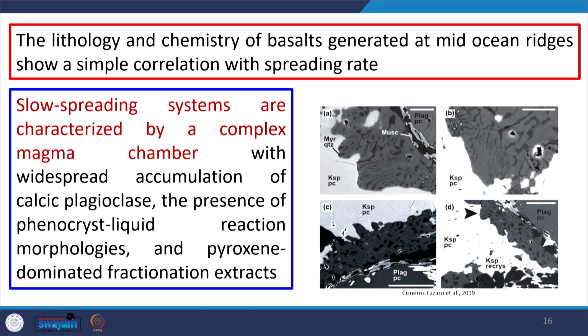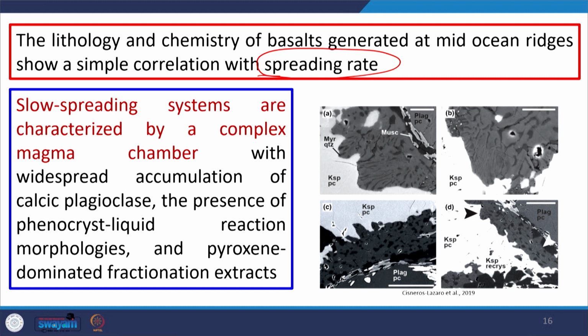Now, the lithology and chemistry of basalt generated at mid-oceanic ridges show a simple correlation with the spreading rate. Again, here the spreading rate is playing the role. A few minutes back we were talking about the spreading rate, which is the culprit controlling all this geology, geochemistry, geomorphology and geophysics of this mid-oceanic ridge system. Slow spreading systems are characterized by complex magma chambers with widespread accumulation of calcic plagioclase, the presence of phenocryst-liquid reaction morphologies, and pyroxene dominated fractionation extracts.